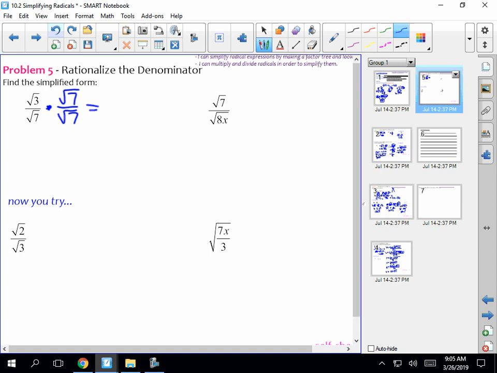Root 3 times root 7 is root 21. And root 7 times root 7 is just 7, because the square roots cancel out. And that's it.